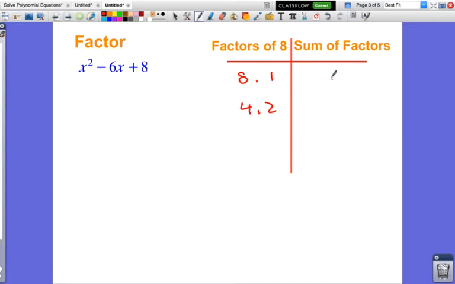Well, if I add 8 plus 1, I'm going to get 9, a positive number. 4 plus 2 is going to give me a positive number. And I know my sum has to equal negative. But what I also know is if I take a negative 8 times a negative 1, it's going to equal positive 8. If I add a negative 8 plus a negative 1, it's going to equal negative 9. So I have a negative sum here. That's good because I need a negative 6. Same thing here. If I take negative 4 and negative 2, negative 4 plus negative 2 is negative 6. So negative 4 and negative 2 are still factors of positive 8.